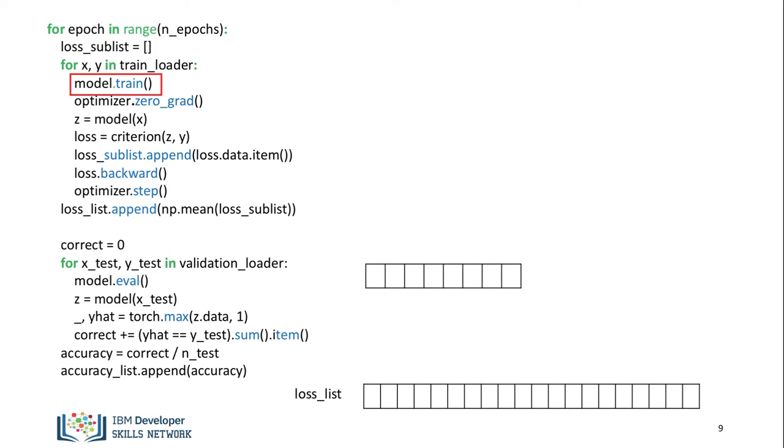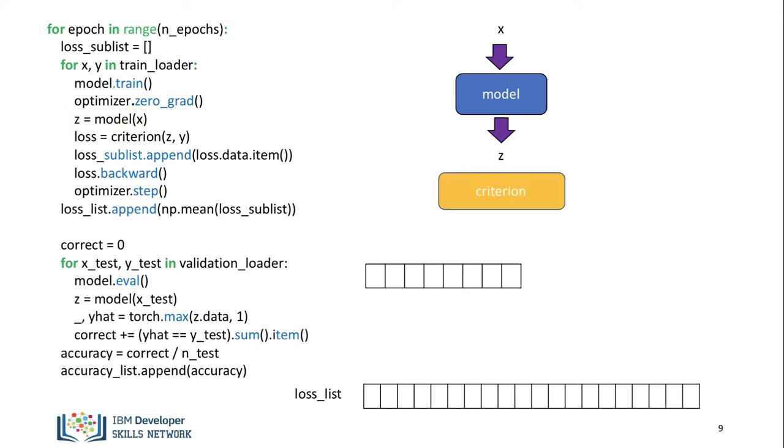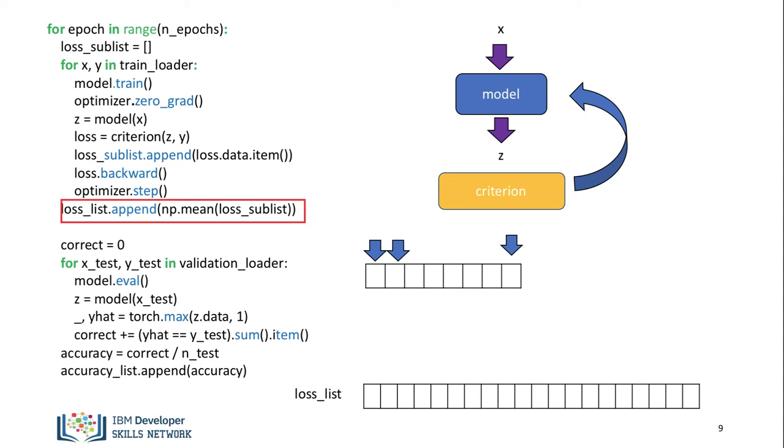You should set the model equal to train. You will have to make a prediction. You will then calculate the loss. You will store it in a list and repeat it for every iteration in the epoch. You will then update your model. You can then calculate the average loss per epoch.